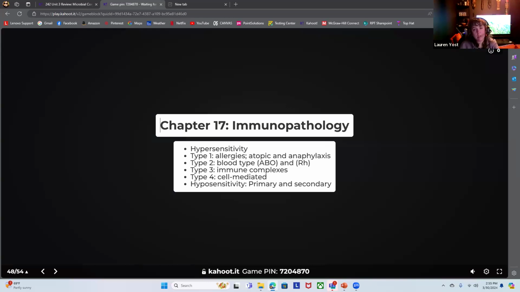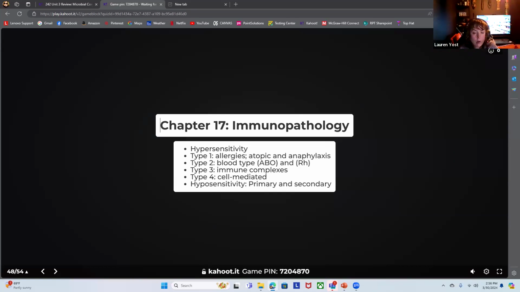So chapter 17 was really, I liked it because it's set up in a way that it's broken down into sections. But we had the hypersensitivities. We had types 1 through 4. Type 1 being the allergies, that could be atopic or it could be anaphylactic, local or systemic, respectively. Type 2 is the blood types, that could be A, B, O, or it could be Rh related, which is the plus or the minus, the positive or the negative. Type 3 was immune complexes. And like I said, the one that we talked about the most in the class was that acute post-streptococcal glomerulonephritis. And a little bit mentioned into lupus and rheumatoid.